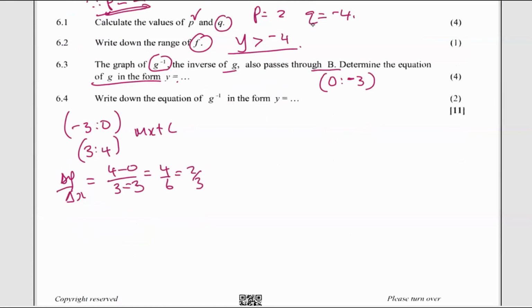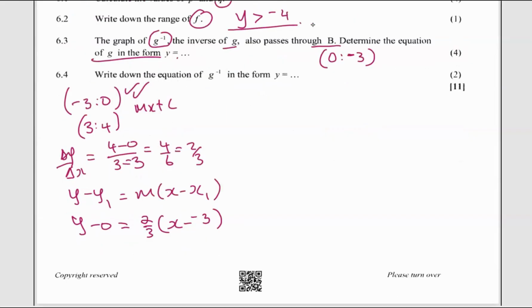Then with the equation of a line, we know that y minus y1 is equal to m into x minus x1. I'll use the -3 and 0 as a point of choice. So that's going to be y minus 0 is equal to 2 over 3 into x minus -3. If we simplify this further, we shall have 2 over 3x plus 2. So that is what I'm ending up with.